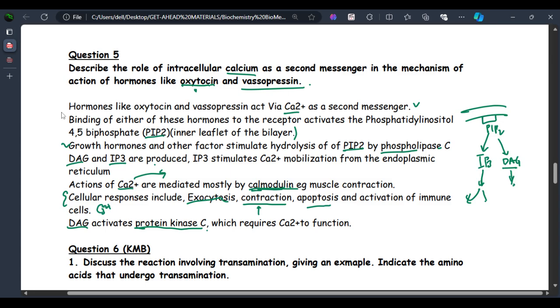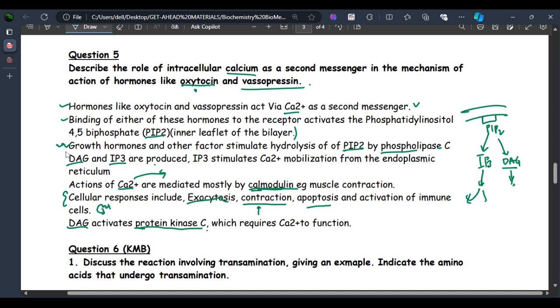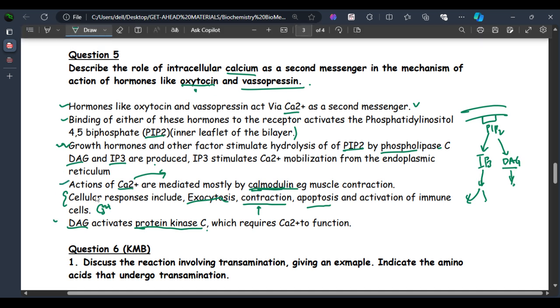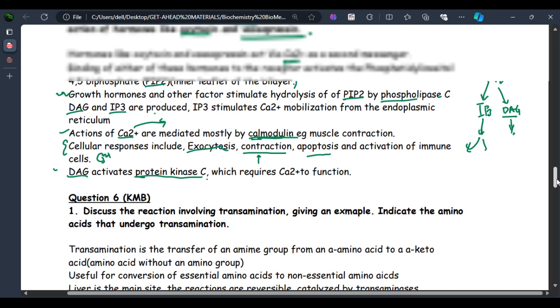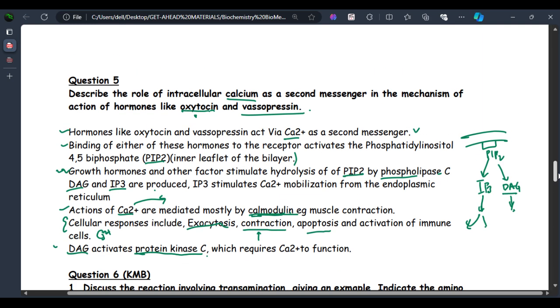So that is basically it on question number 5. Once you go over these steps that I mentioned, you can score some good marks on that essay. All right, that is it for this paper.